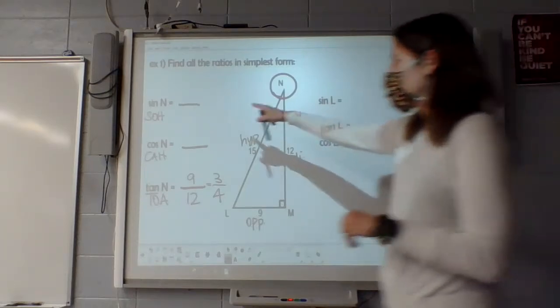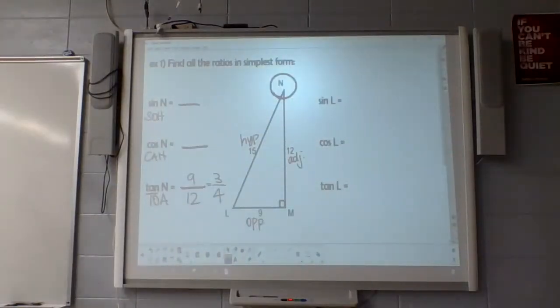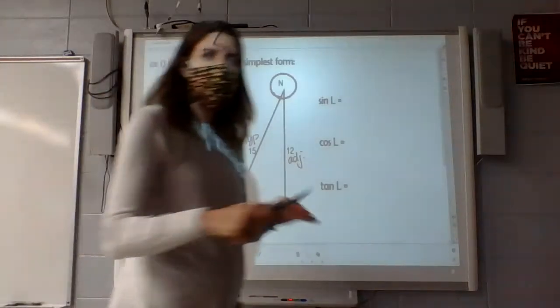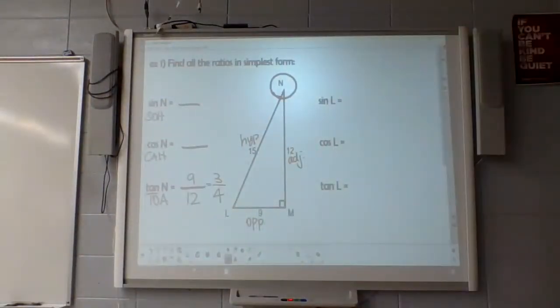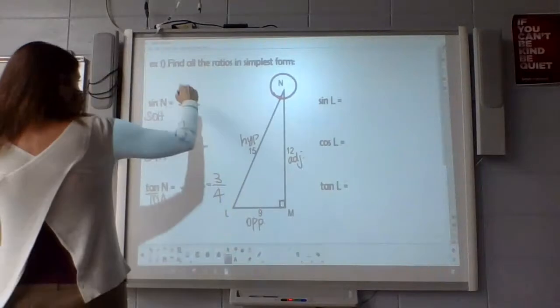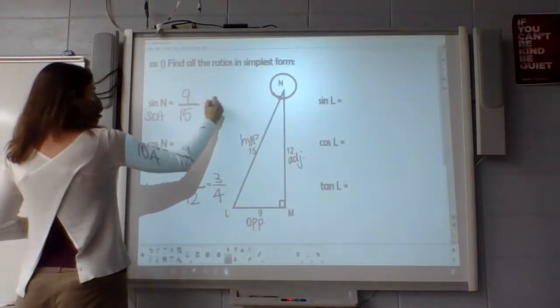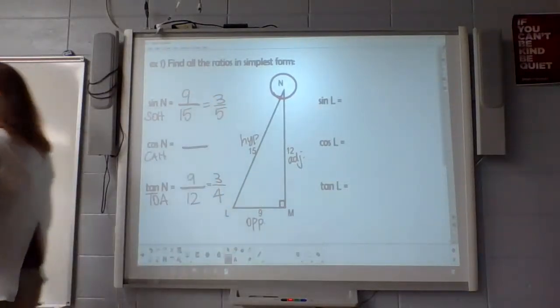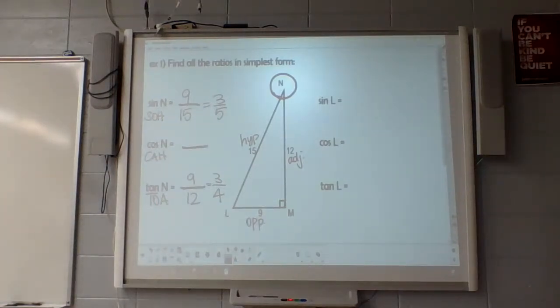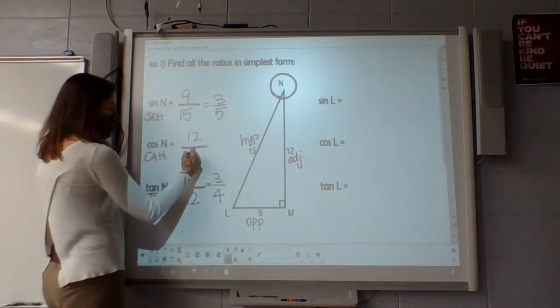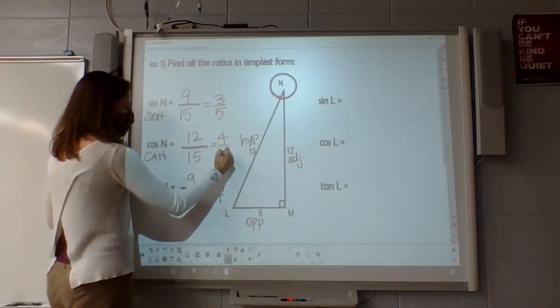So then our sine, what's our ratio going to be? What over what? What did you get for your ratio for sine? What's your fraction? Yeah, Dawson? 3 over 5. So you did 9 over 15, which becomes 3 over 5. Very good. How about your cosine? So adjacent over hypotenuse, 12 over 15, which would be 4 over 5.